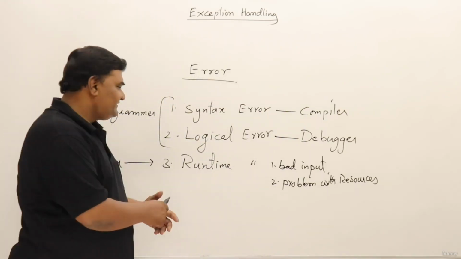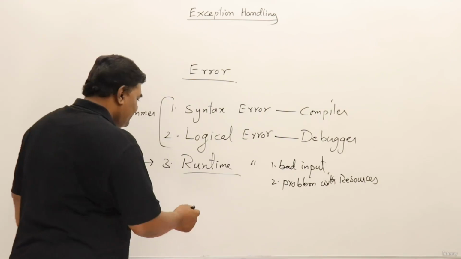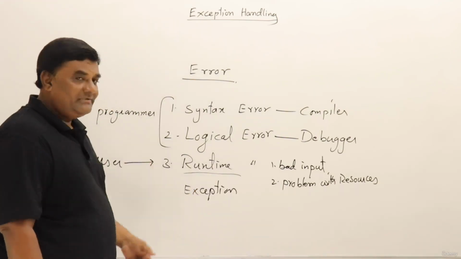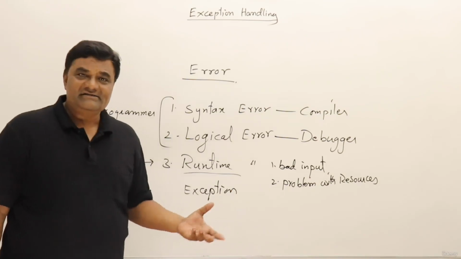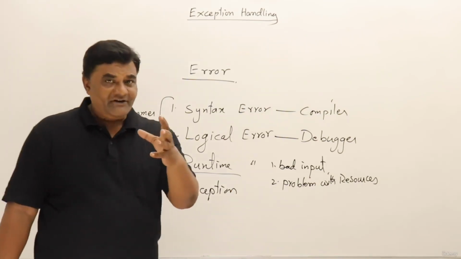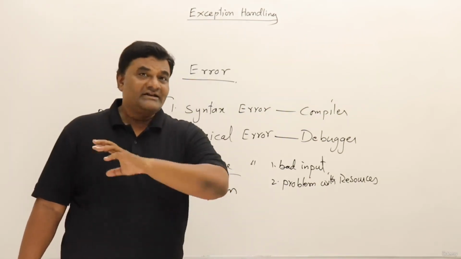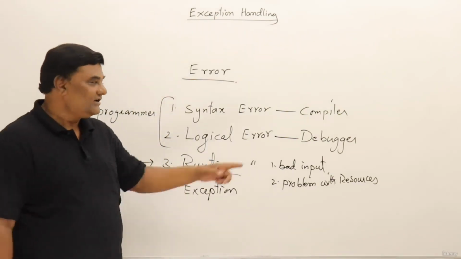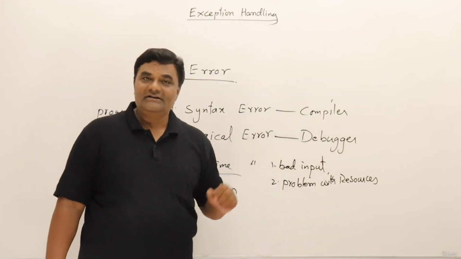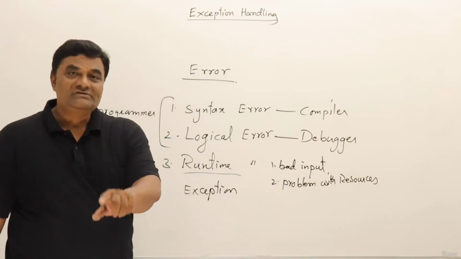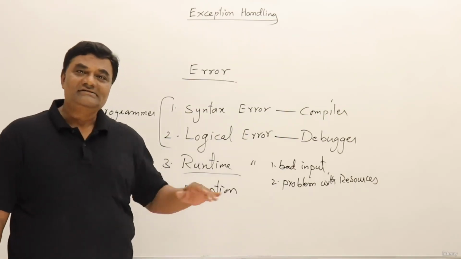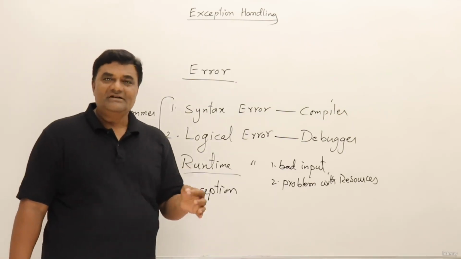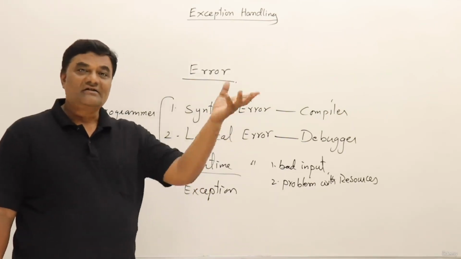Now what do you call these runtime errors? These runtime errors are called exceptions. Why are we using the term exception? Exceptional cases. I have given you a perfect program and it will always run perfectly except in these conditions. What are those conditions? You are giving bad input, you are not providing resources, it may not run in those cases. That's why we call these exceptional cases or exceptions. An exception is nothing but a situation in which we get a runtime error.